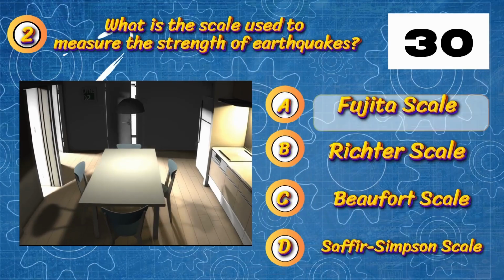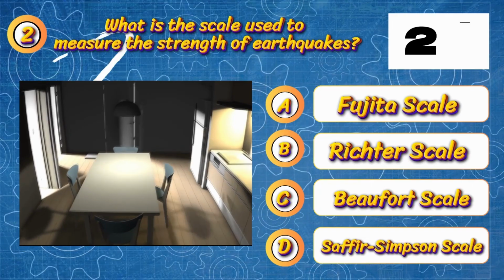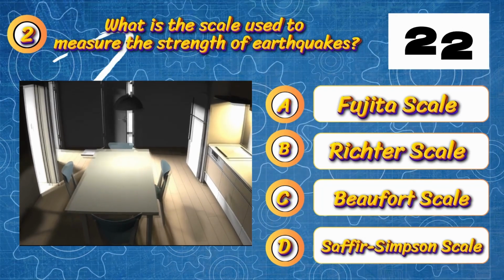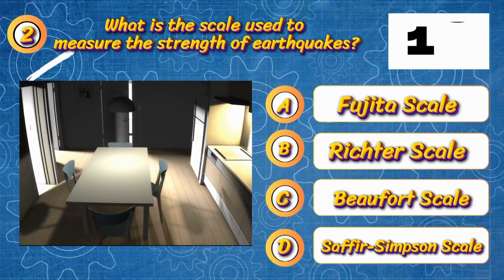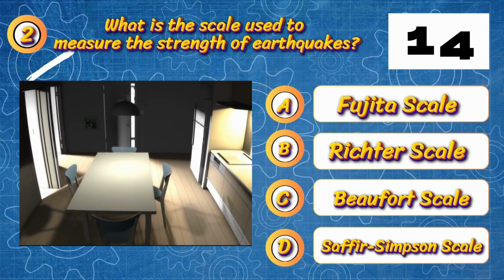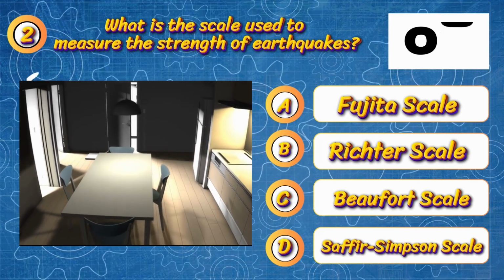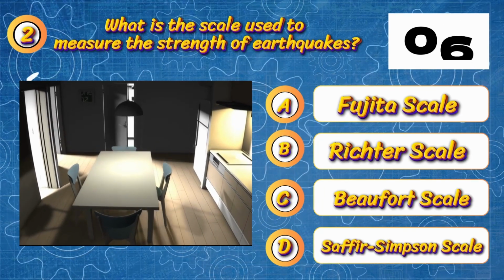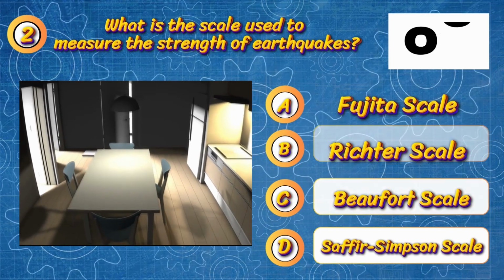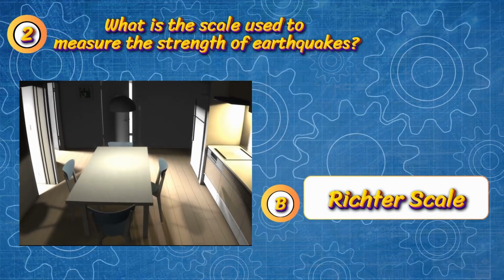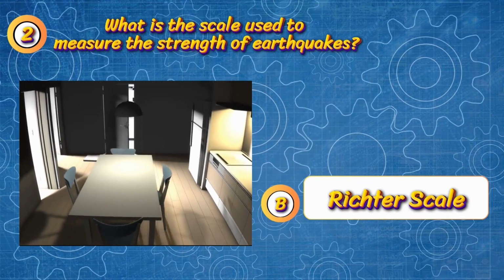Question 2. What is the scale used to measure the strength of earthquakes? A. Fujita scale. B. Richter scale. C. Beaufort scale. D. Saffir-Simpson scale. B. Richter scale. The Richter scale measures earthquake magnitude, while the Fujita scale measures tornado intensity.